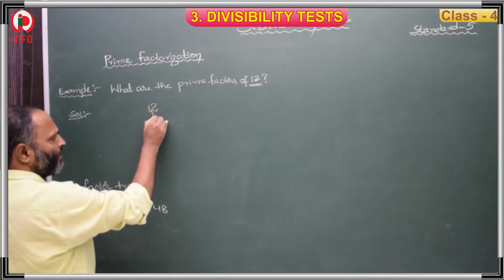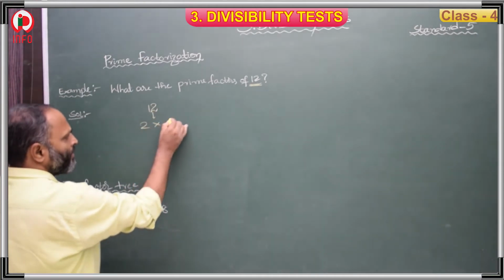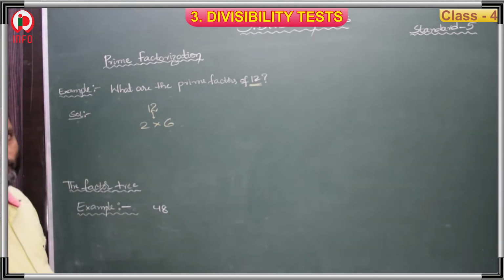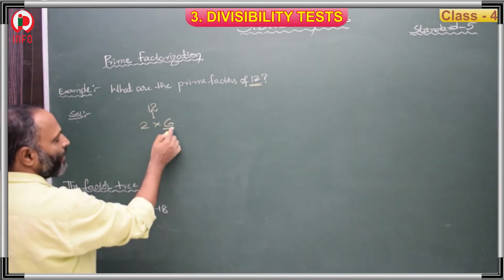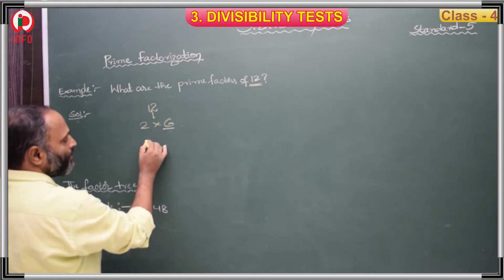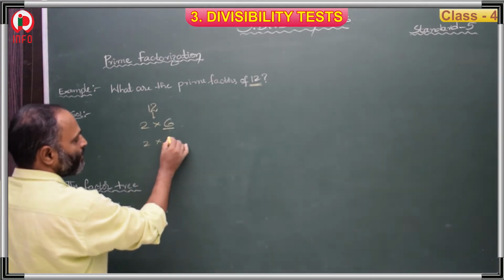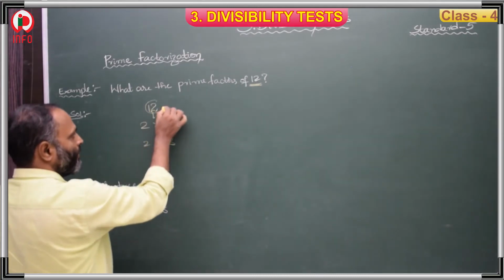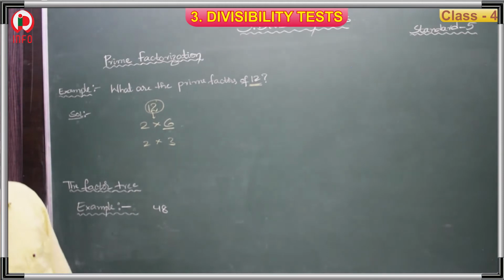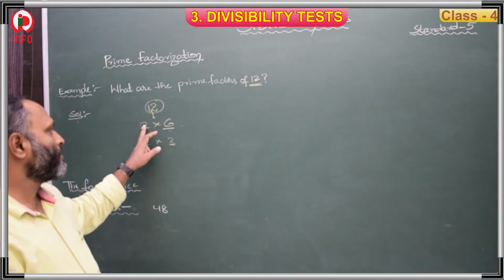First, 2 sixes are 12. Again, this 6 we have to write. How do we write this 6? 2 threes are 6. First we have to convert these 12. These 12 factors we want. That is, 2 sixes are 12.